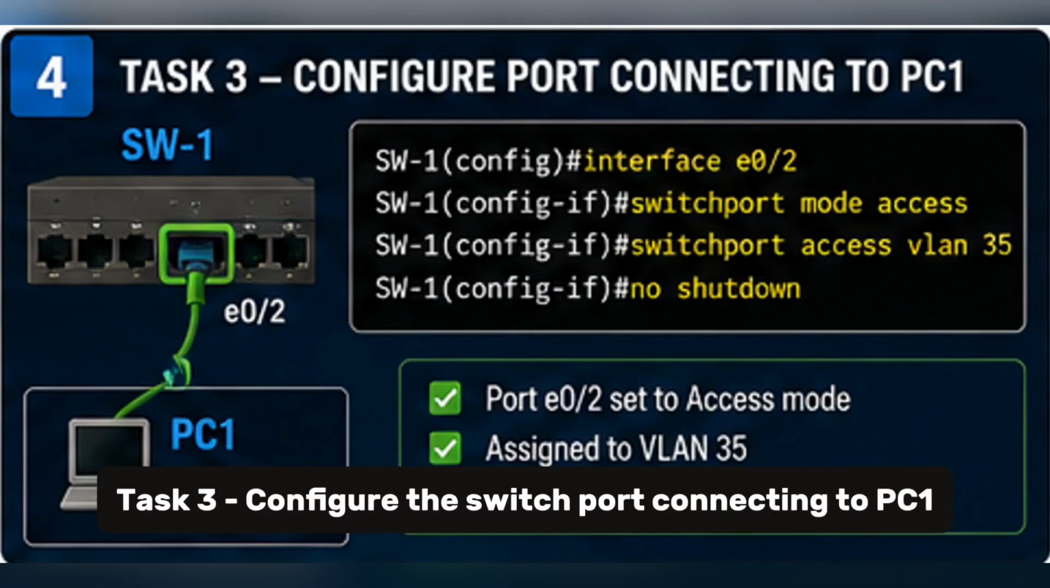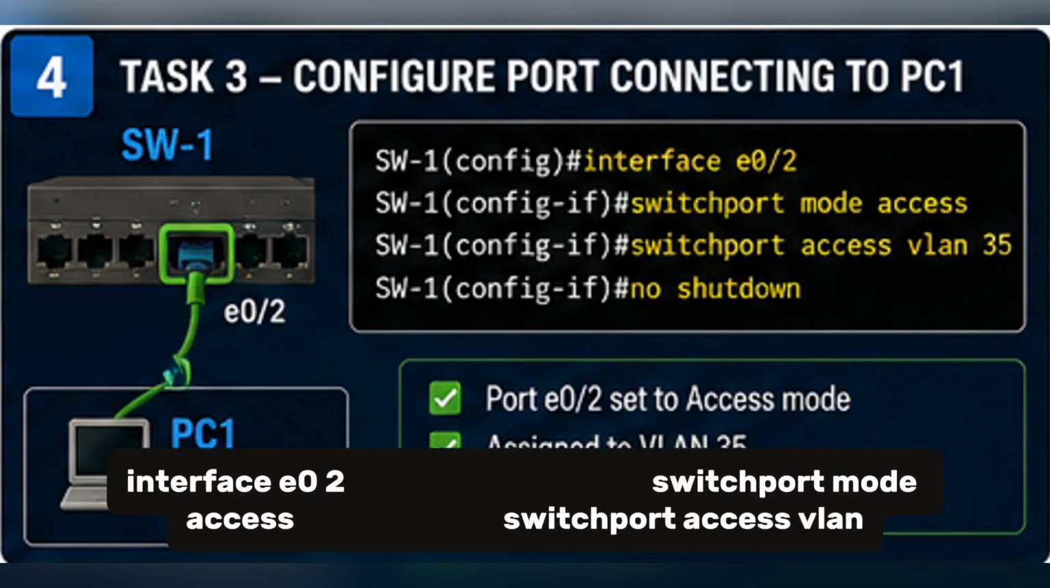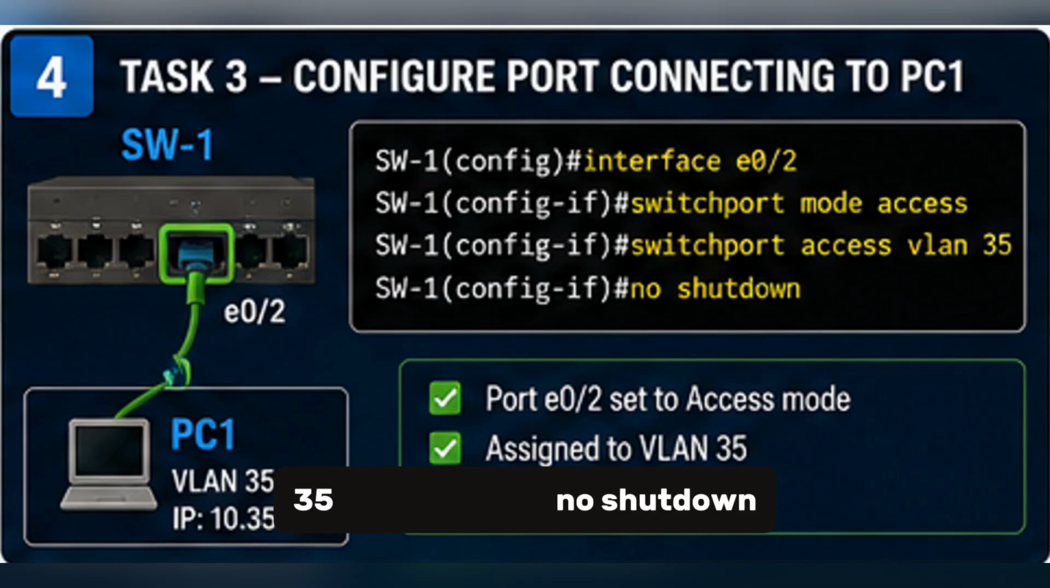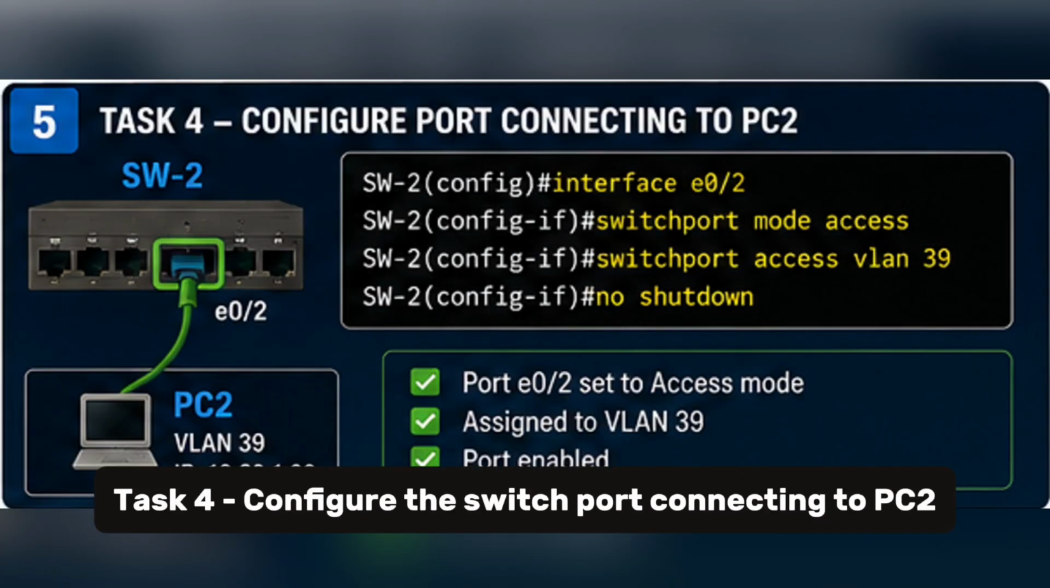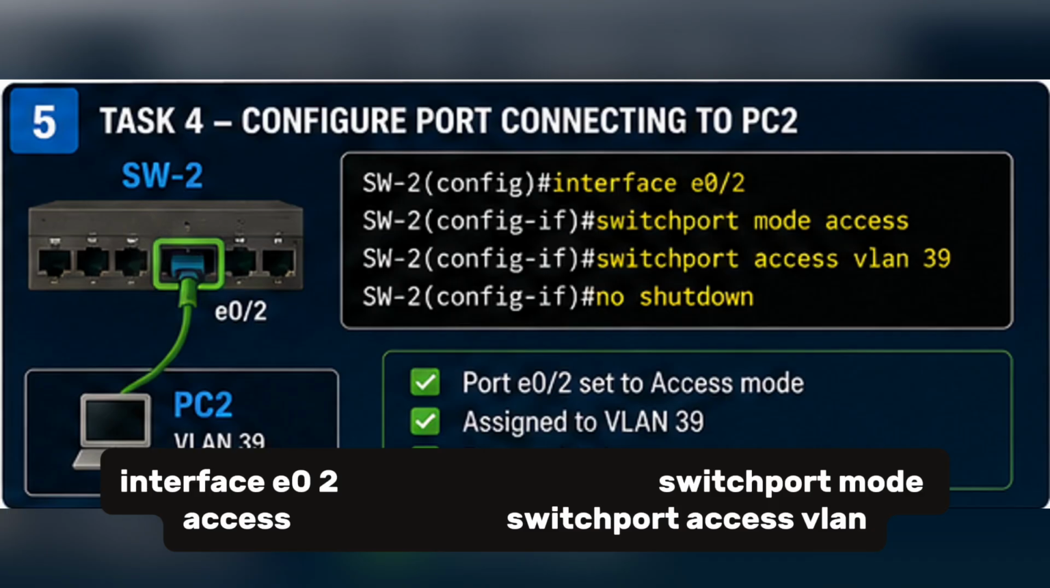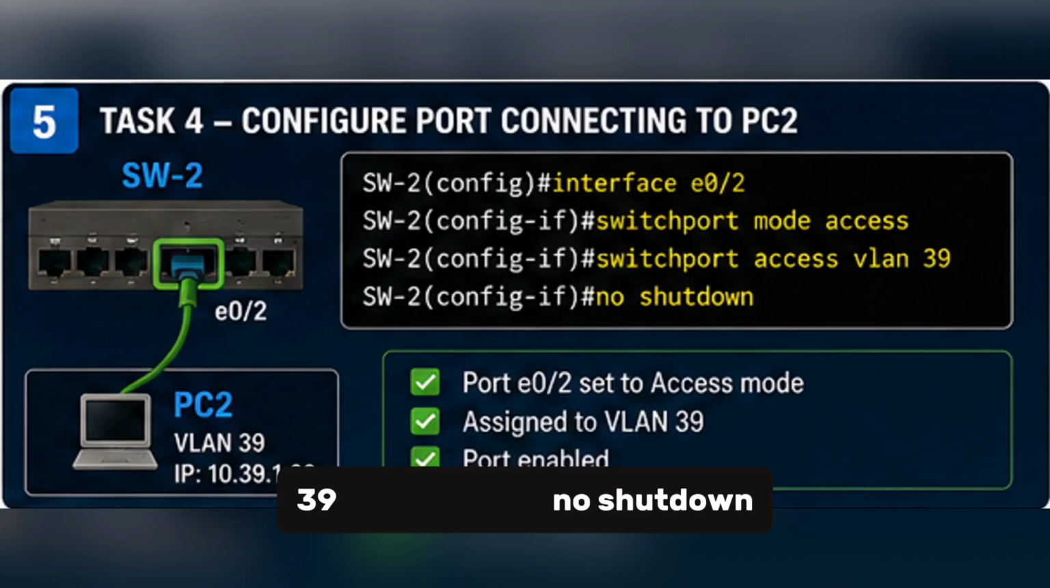Task 3. Configure the switch port connecting to PC1. Interface E0/1. Switchport mode access, switchport access VLAN 35, no shutdown. Task 4. Configure the switch port connecting to PC2. Interface E0/1. Switchport mode access, switchport access VLAN 39, no shutdown.